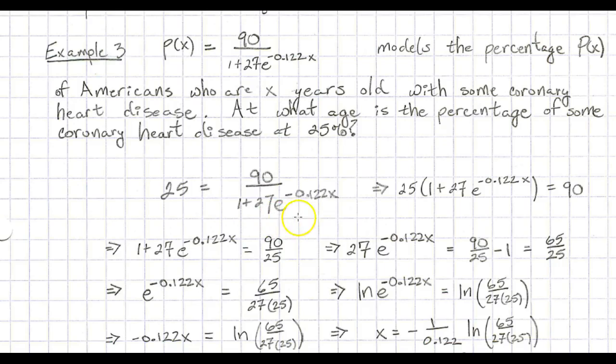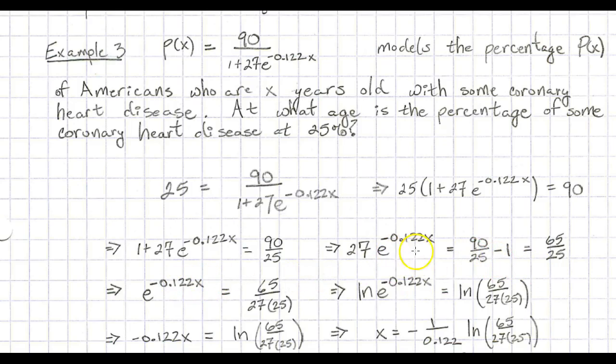So the first step is to multiply both sides of the equation by this denominator. That makes 25 times (1 plus 27e to the minus 0.122x) equals 90. Divide both sides by 25 then, and I get 1 plus 27e to the minus 0.122x equals 90 divided by 25. Subtract 1 from both sides in the next step.